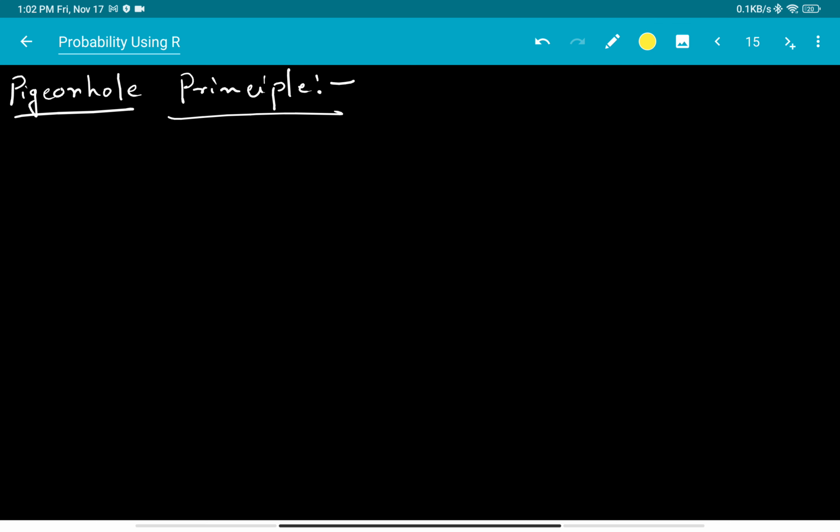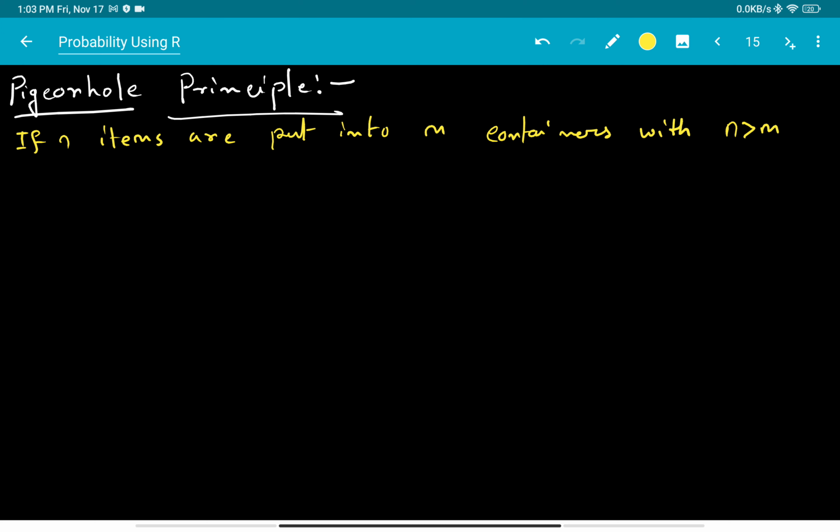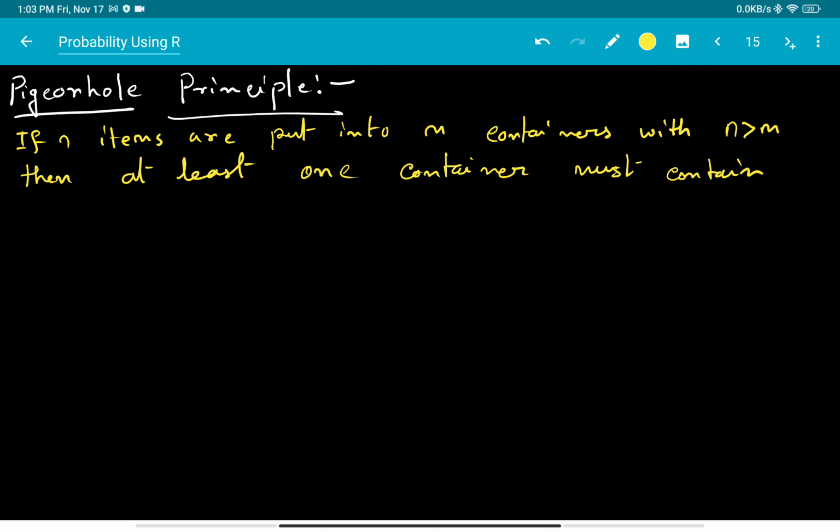That if n items are put into m containers, with n greater than m, then at least one container must contain more than one item.